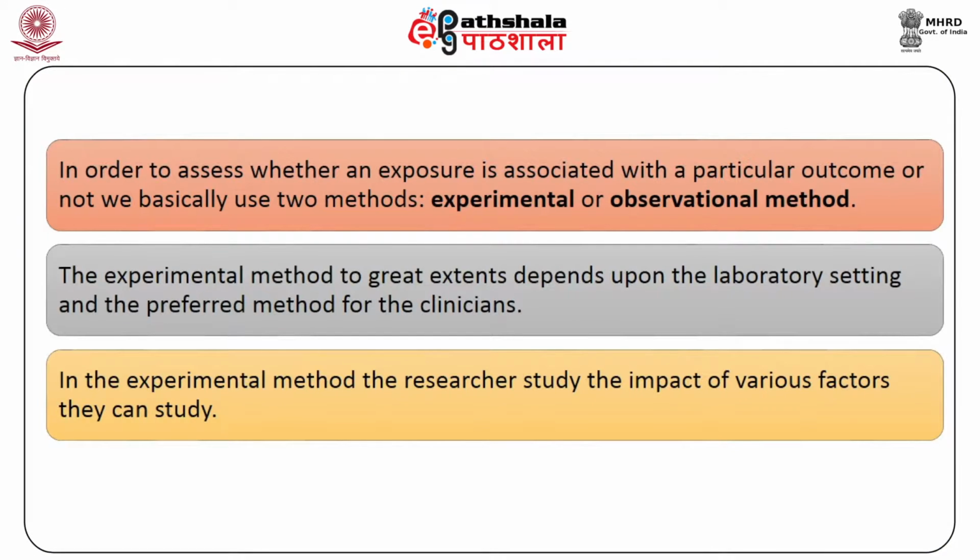In order to assess whether an exposure is associated with a particular outcome or not, we basically use two methods. First, experimental and second, observational method. The experimental method to a great extent depends upon the laboratory setting and the preferred method of the clinicians. In the experimental method, the researchers study the impact of various factors they can control.